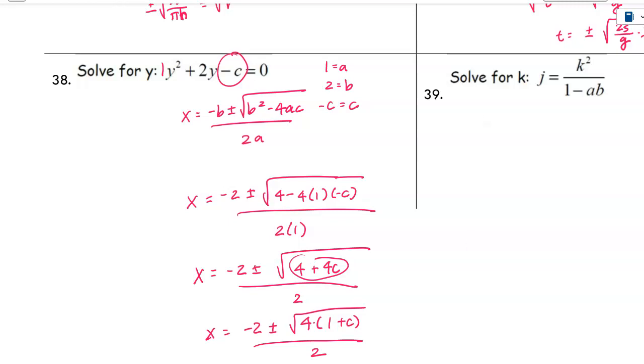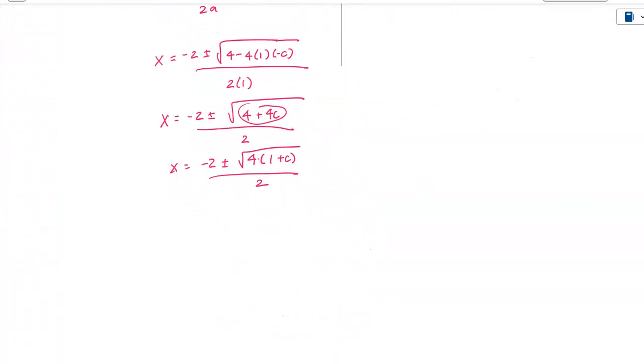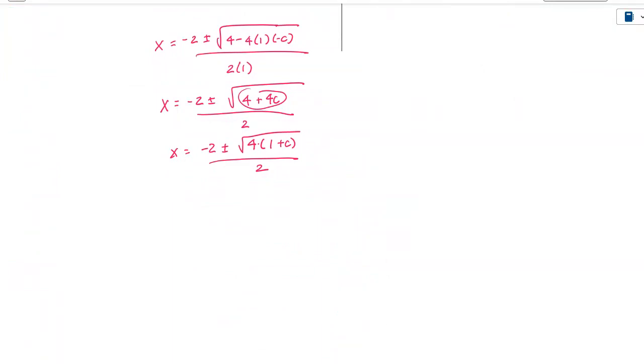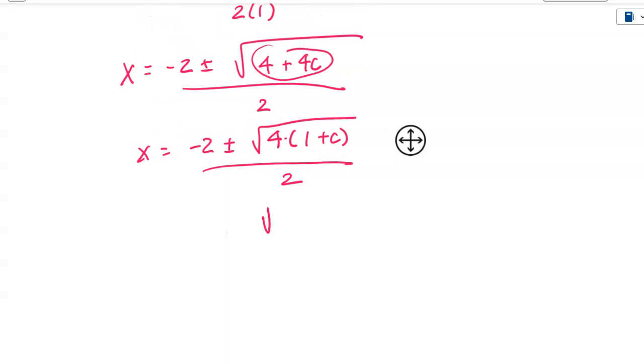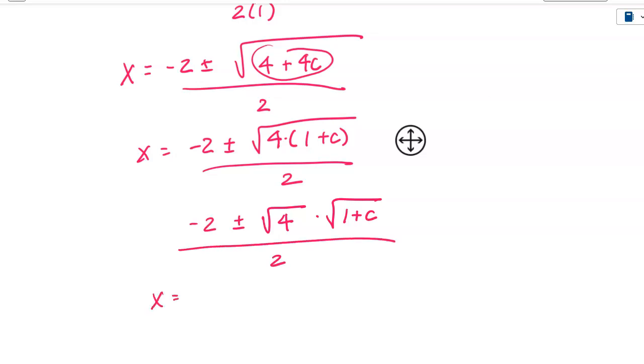And how does that help me? Well, if I multiply those two things inside the radical, that means I could also take it out and make it individually radical, just like that. So x equals negative 2 plus or minus 2 times the square root of 1 plus c, over 2. And that means that I can simplify a 2 in every single term.